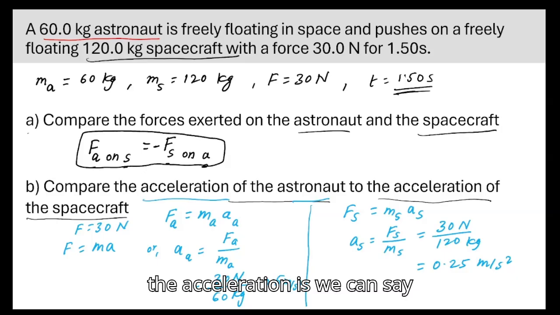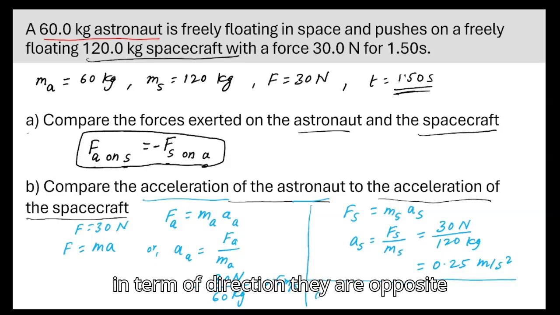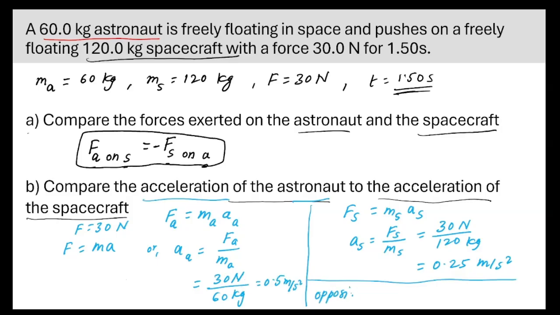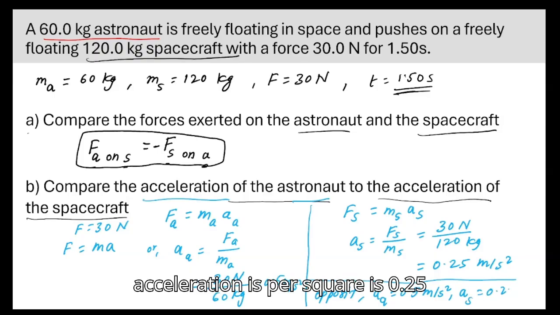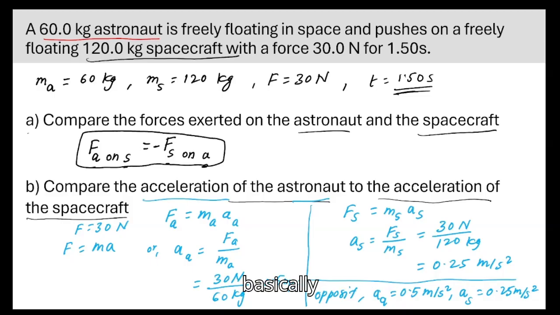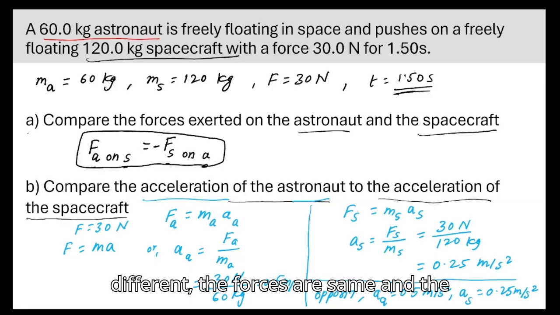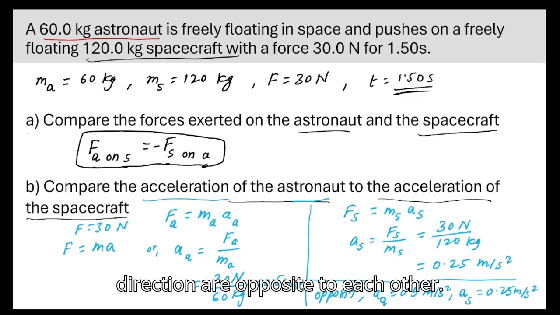So the acceleration is, in terms of direction, opposite, and magnitude is 0.5 meter per second square for the astronaut, and acceleration of spacecraft is 0.25 meter per second square. So basically accelerations are different, the forces are the same, and the directions are opposite to each other.